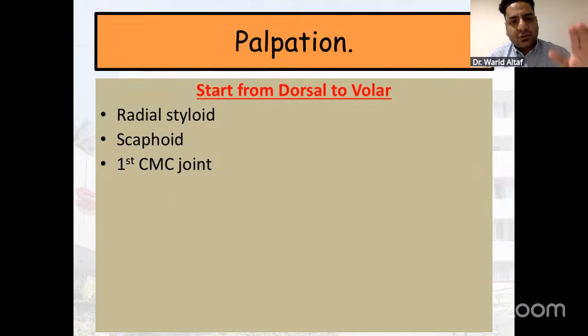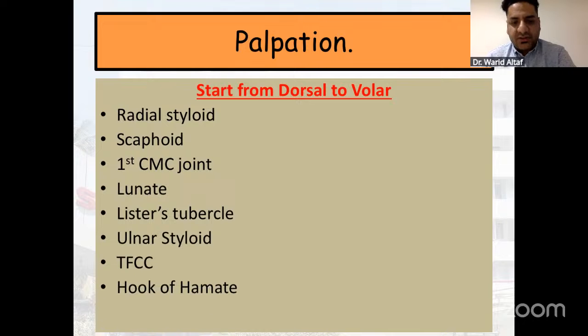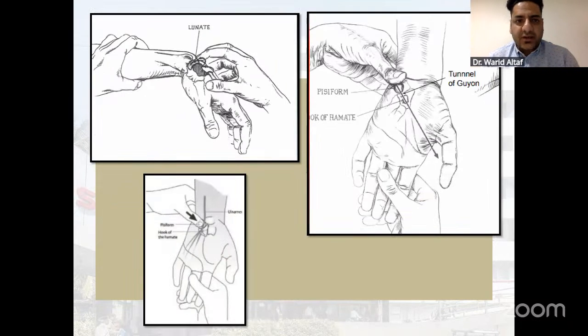Radial styloid, go to scaphoid, first CMC joint. Lunate, Lister's tubercle. Ulnar styloid, so TFCC. Hook of the hamate also. Guyon's canal. So you can go circumferentially, start from one side and make sure that you're not missing any of these.